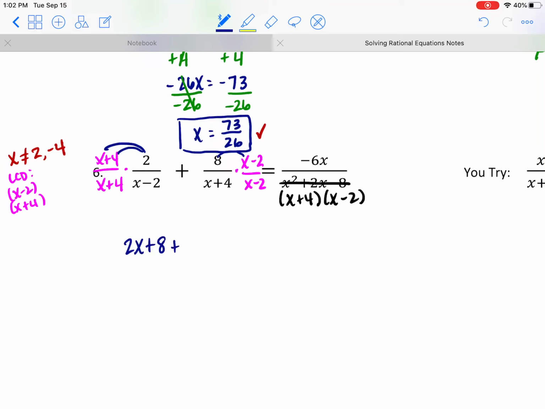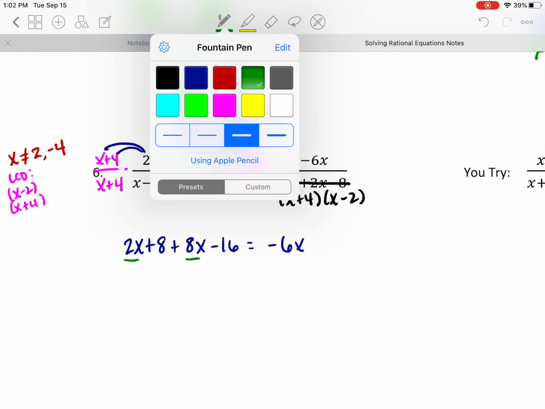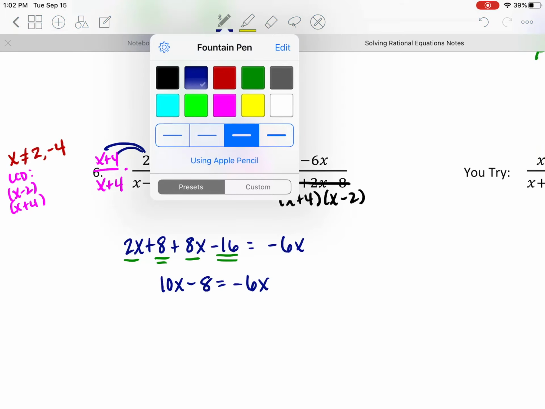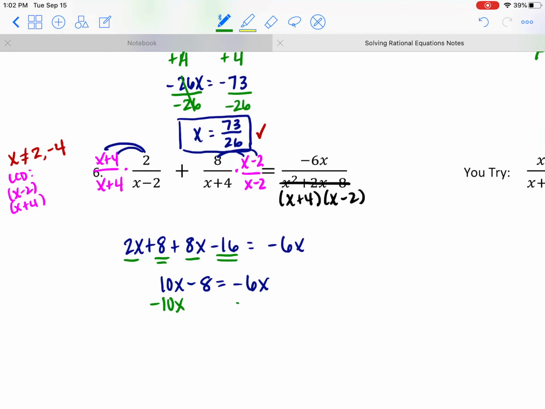Plus, we've got an 8x minus 16 from the second denominator, and a negative 6x from the last one. Okay, combine some like terms. 2 and 8 leaves me 10 x's, and 8 minus 16 is going to leave me with negative 8 on this side, and I still have negative 6x here. Let me get those x's together. So if I subtract these 10 over, I'm left with negative 8 equal to negative 16x.